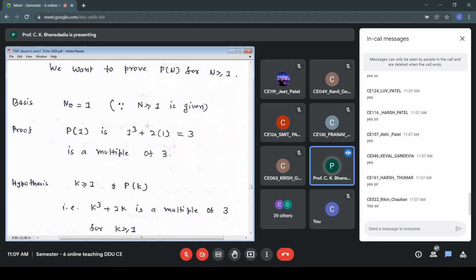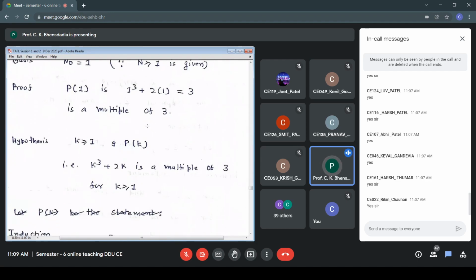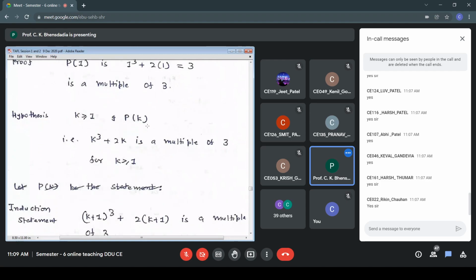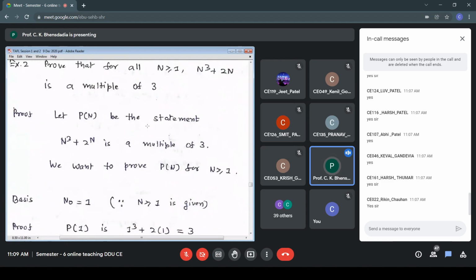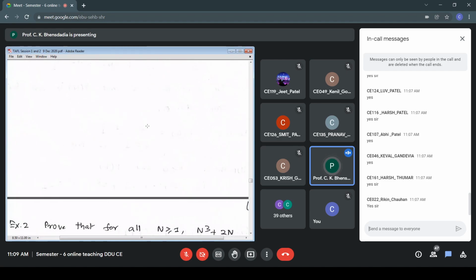k cube plus 2k is a multiple of 3 for k greater than or equal to 1. That is my hypothesis, this is the assumption. Comes the induction statement, that is n equal to k plus 1. For n equal to k plus 1, we have to prove the statement. We have to prove P of k plus 1, assuming that P of k is true.